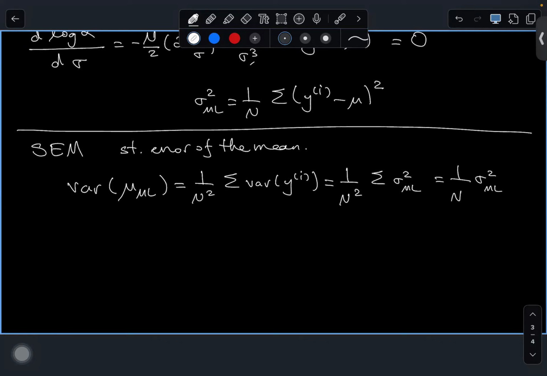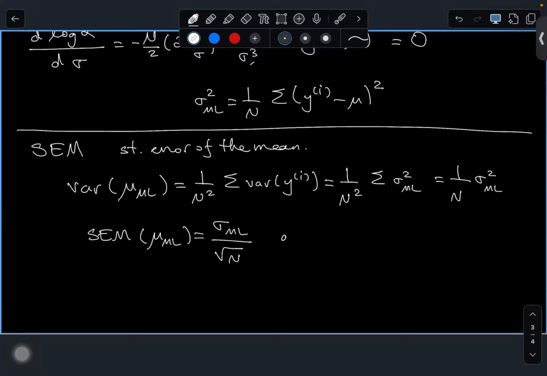That means my uncertainty about the mean, as measured by its variance, is related to the variance of my data divided by n. Okay, so what does that mean? SEM is the standard deviation of the mean. That's sigma ML divided by the square root of n.